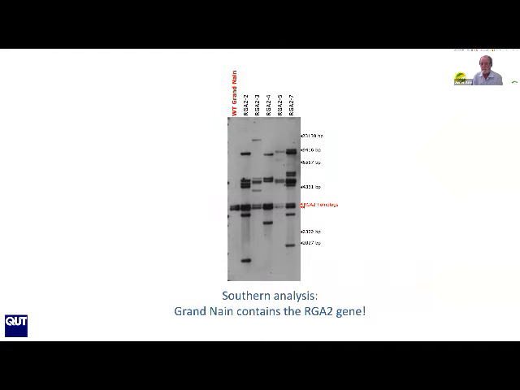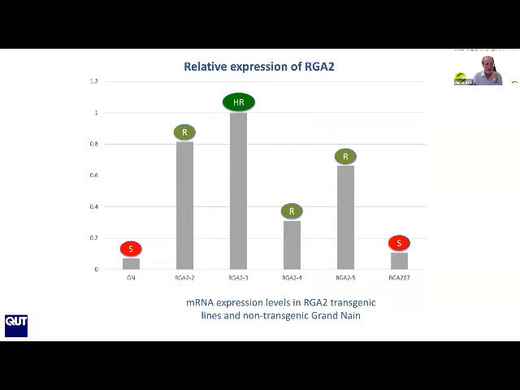One of the really important things we found, on this Southern gel, is that Grand Naine contains the RGA2 gene. So the question is, if it contains the RGA2 gene, why is it not resistant? The reason for that is what's called the expression levels of the RGA2 gene. This is Grand Naine here, and this is RGA27, which was one of our lines that was susceptible.